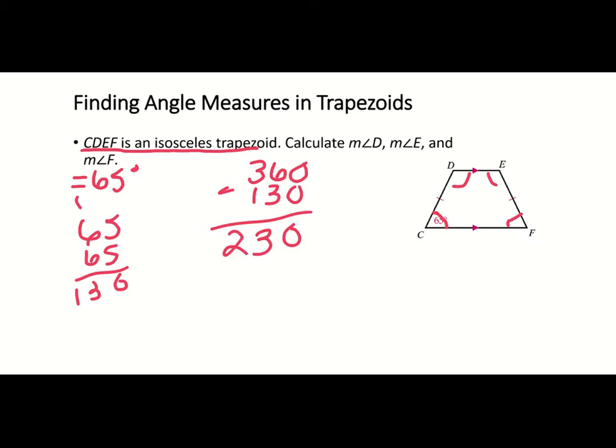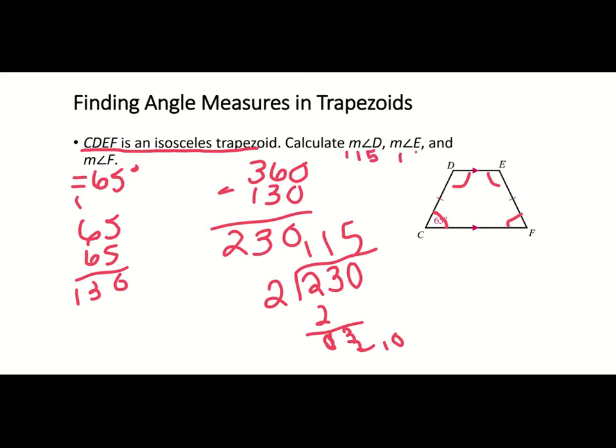So I'm going to have to take my 230 and divide it by 2. 2 goes into 2 once, 3 goes into it once, 1 left over, and 10. So we're going to end up with 115 for the measure of angle D and the measure of angle E. They're both going to be 115 degrees.